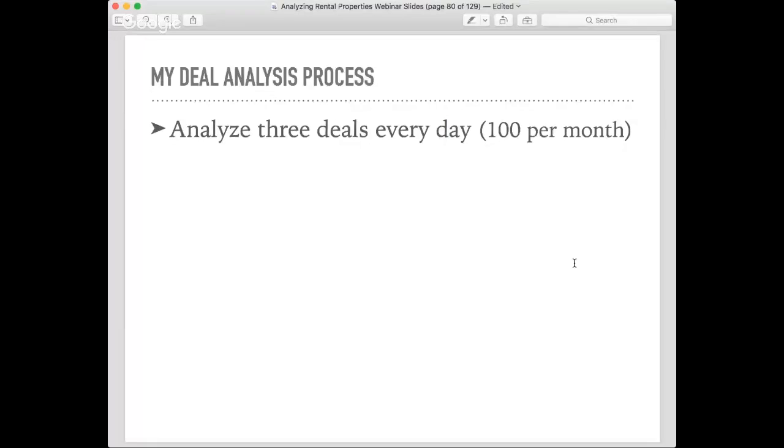So let me give you an example of a process that I want to encourage you guys to think deep about. Maybe this is something that you want to do. I want to challenge you. This is a challenge we could say. Analyze 3 deals every day. If you did that every day for the next month, you'd analyze almost 100 deals, right? We're rounding up a little bit, but analyze 3 deals every day for the next month.